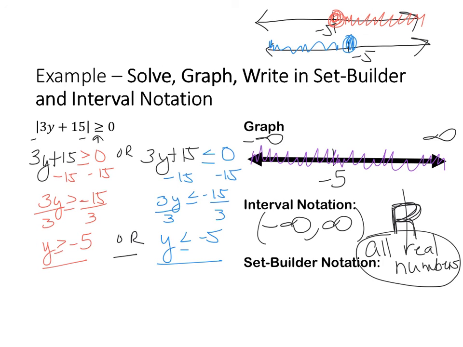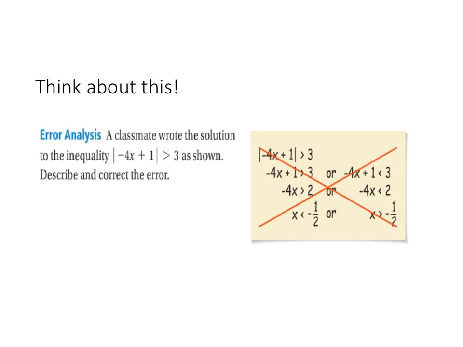All right, finally, one last thing to think about. Okay, so this is the work that someone did when they solved the absolute value of -4x plus 1 is greater than 3. And this is their work. Now they did something wrong. So I want you to look at this and think about this. And I want you to, in your notes, describe and correct the error. And we're going to use this as a classroom discussion in class. So be prepared. See you then.